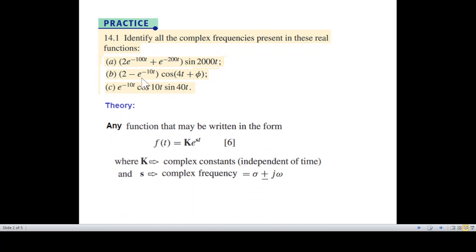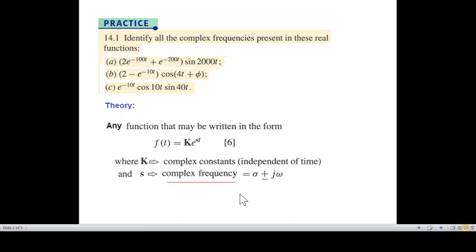Any function of this type may be written in the form of a constant k times e raised to the power st. This is the Laplace form, and this k is a constant independent of time, whereas s is the complex frequency. And this can be represented as the real part and imaginary part, sigma plus minus j omega.